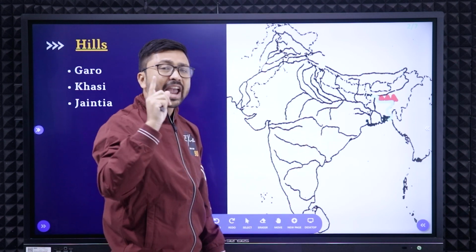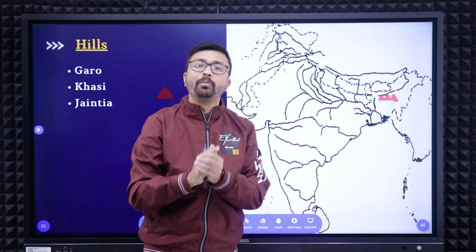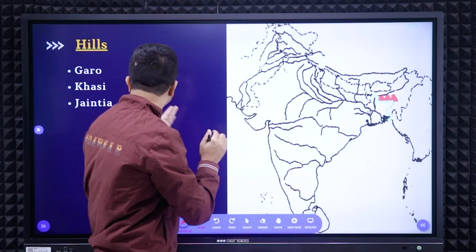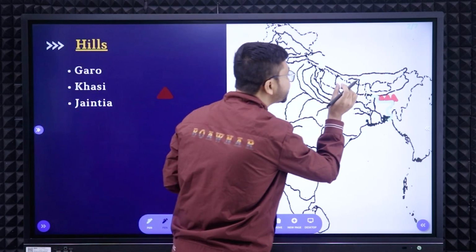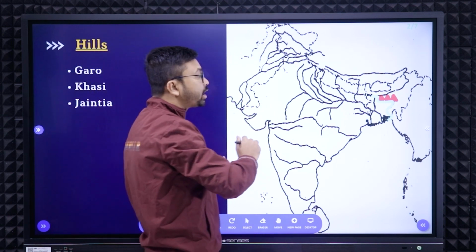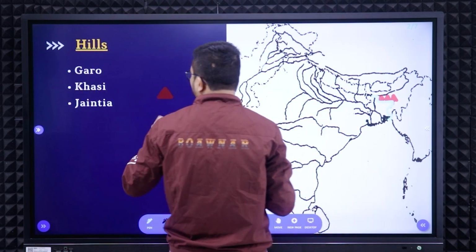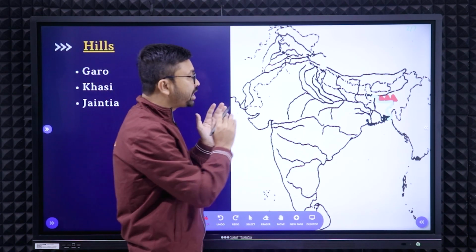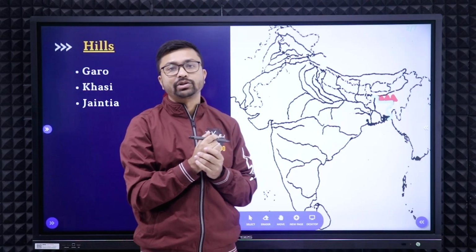Remember, any one of them may be asked to mark in your exam, so you need to plan accordingly. If the question is Khasi, you have to mark in the middle portion. If the question is Jaintia, you have to mark on the right hand side. If the question is Garo, you have to mark on the left hand side. In that way, you need to mark all of these. So that's it for the mountain peaks and the hills.